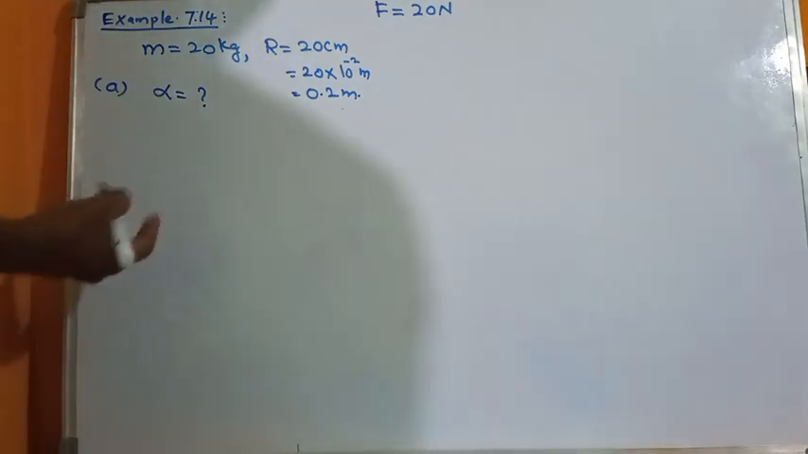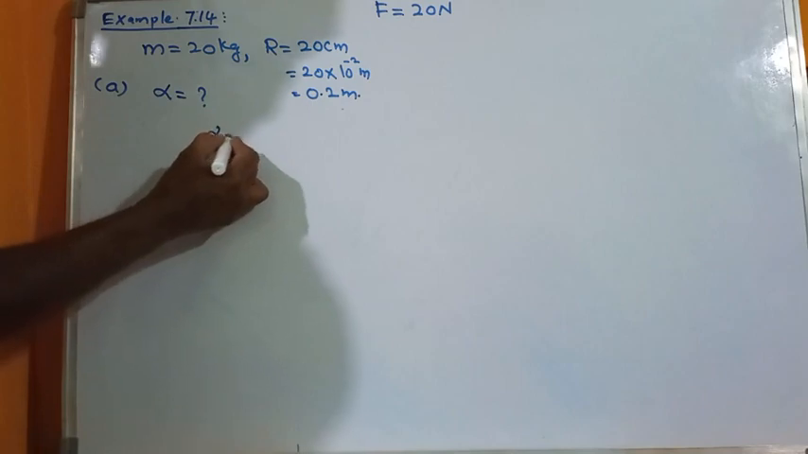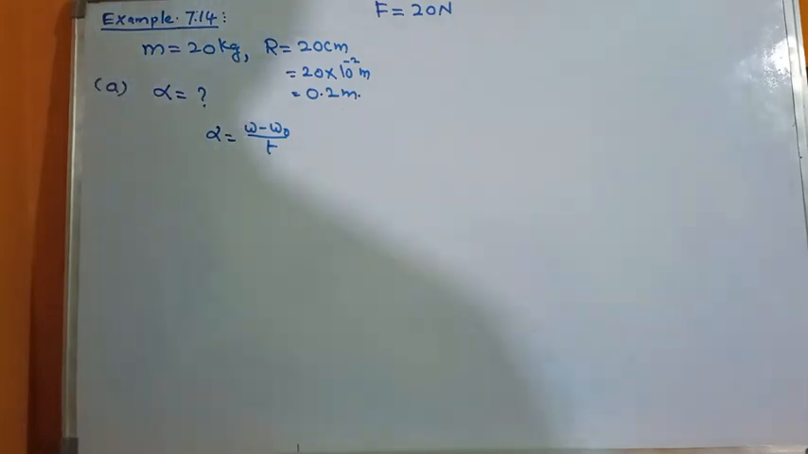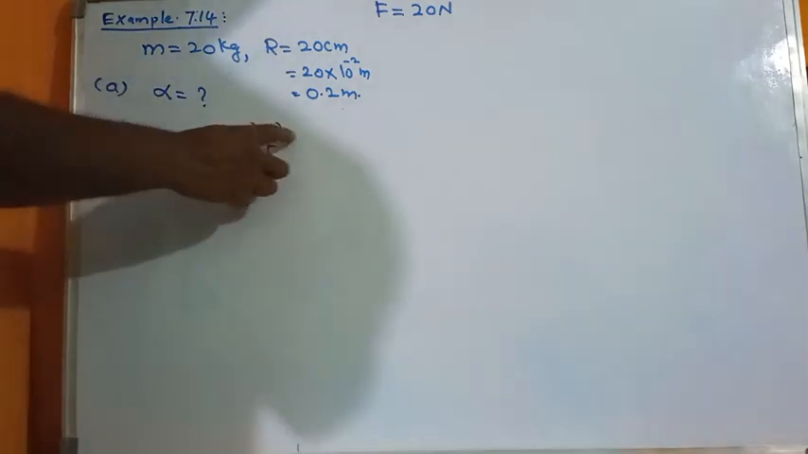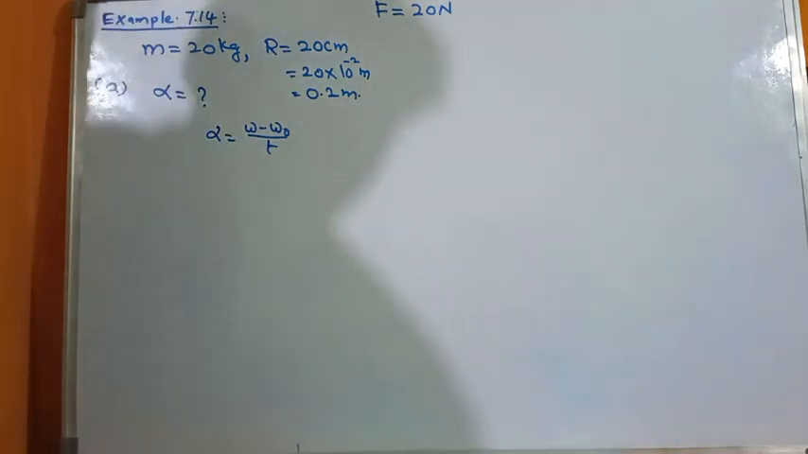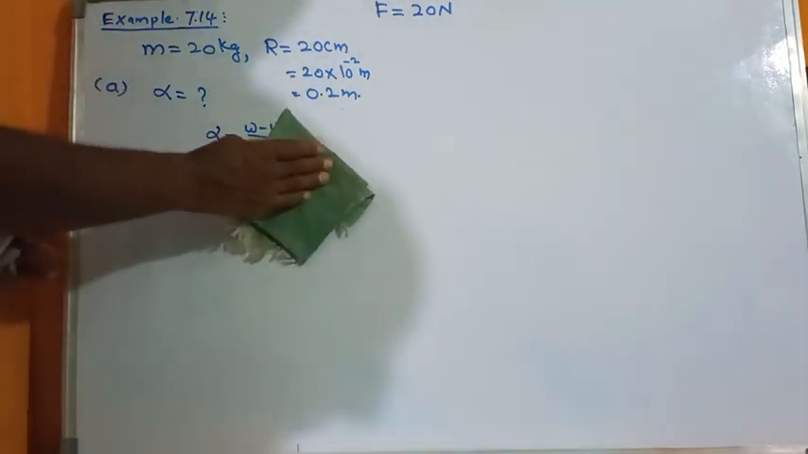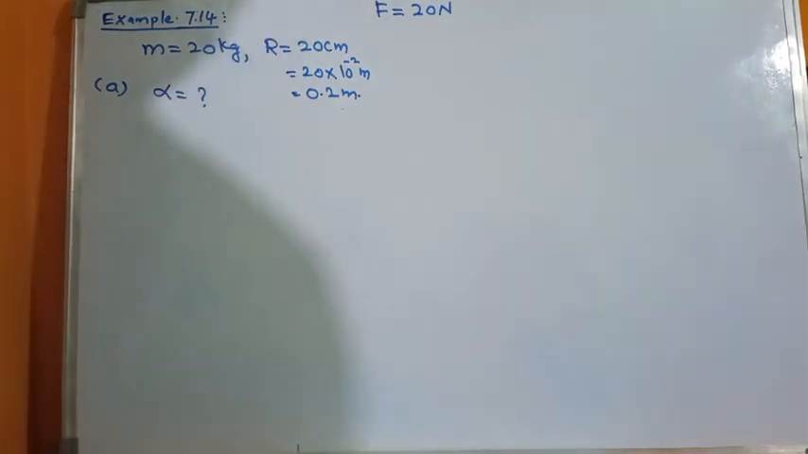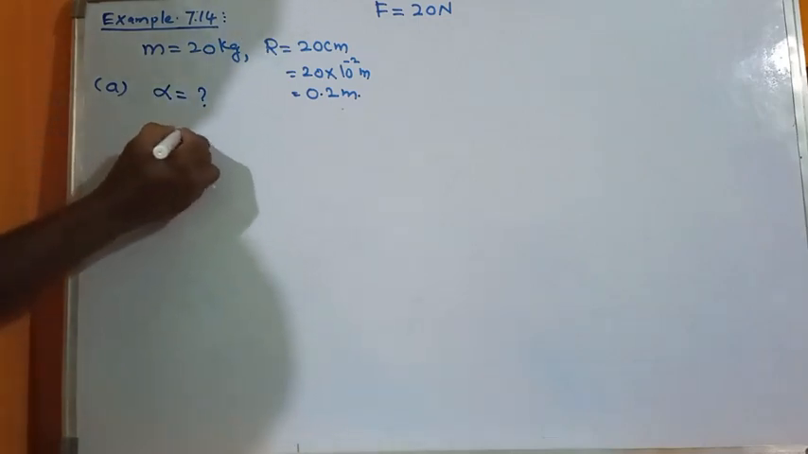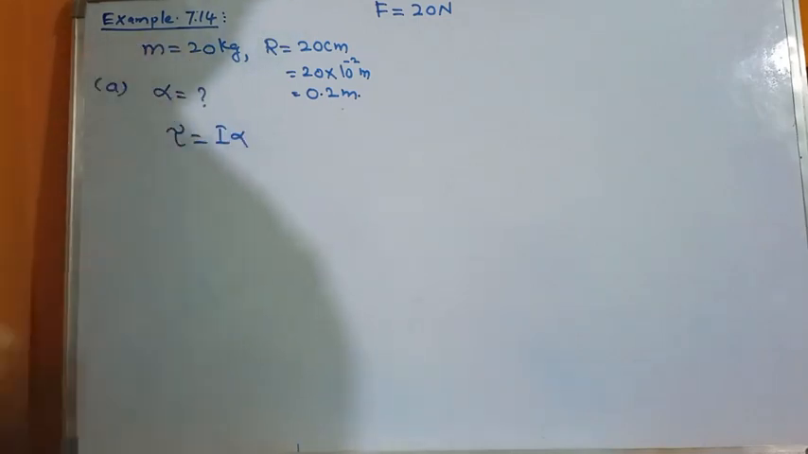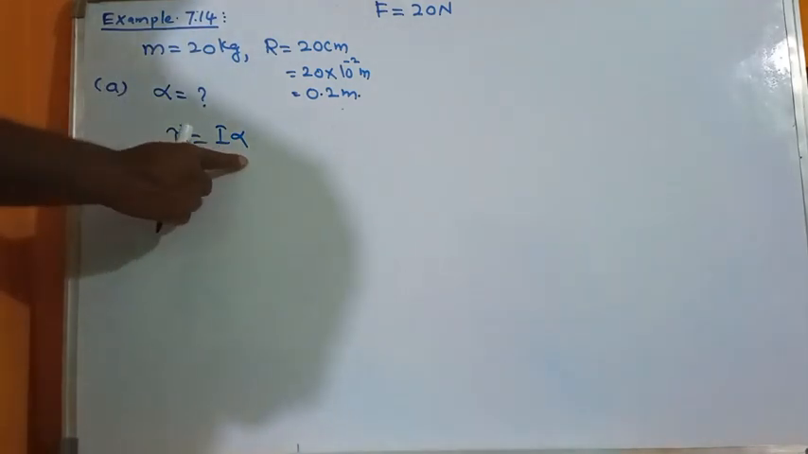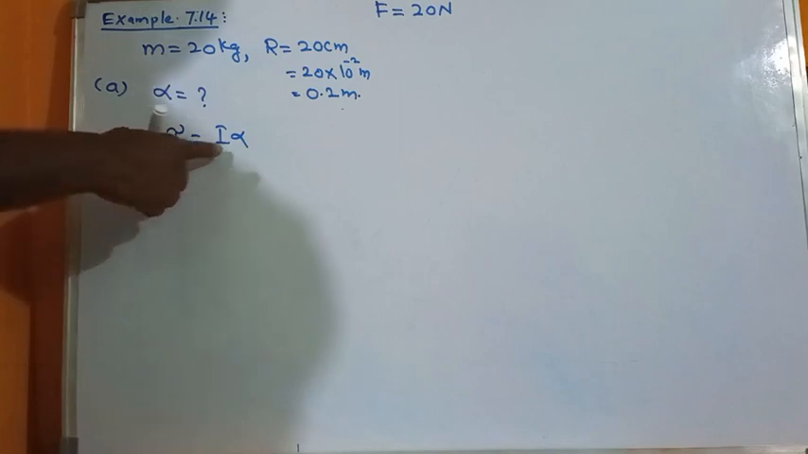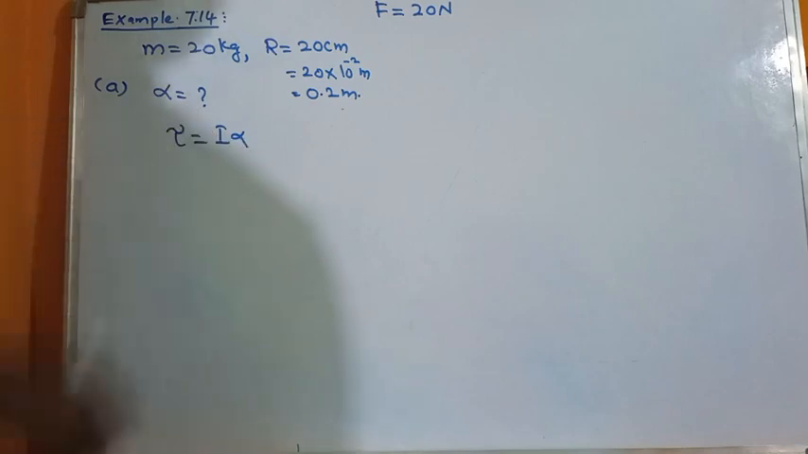We know the formula alpha is equal to omega minus omega naught by t. But here omega is not given and omega naught is also not given, and time is also not given, so we can't use this formula. We will use another formula: tau is equal to I alpha. Tau is the moment of force, I is the moment of inertia, and alpha is the angular acceleration.